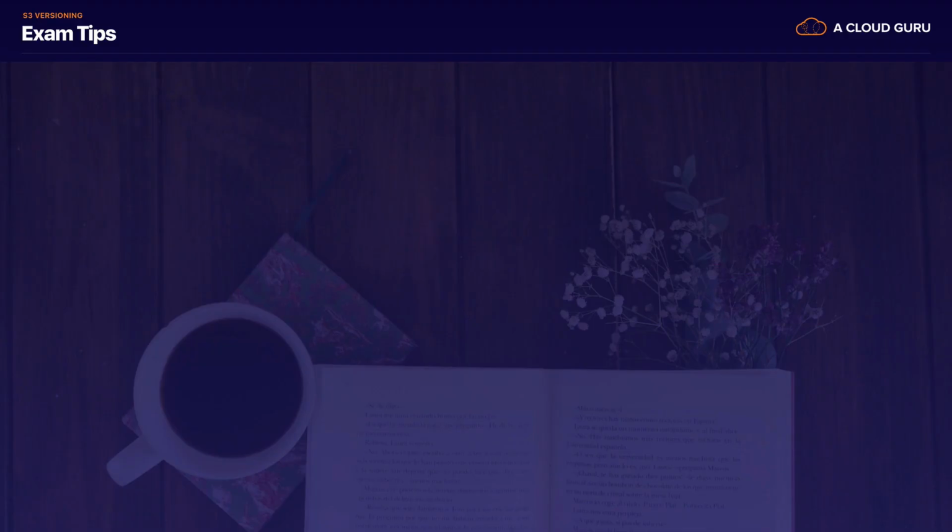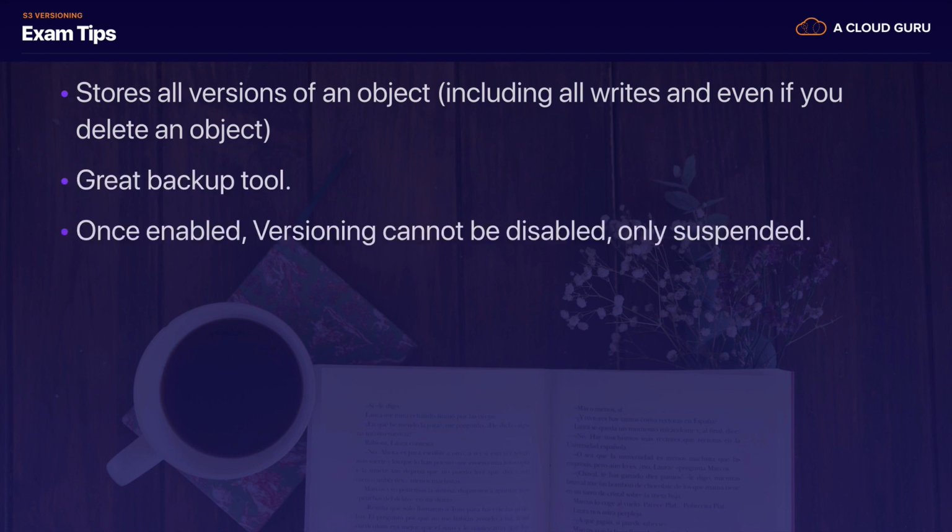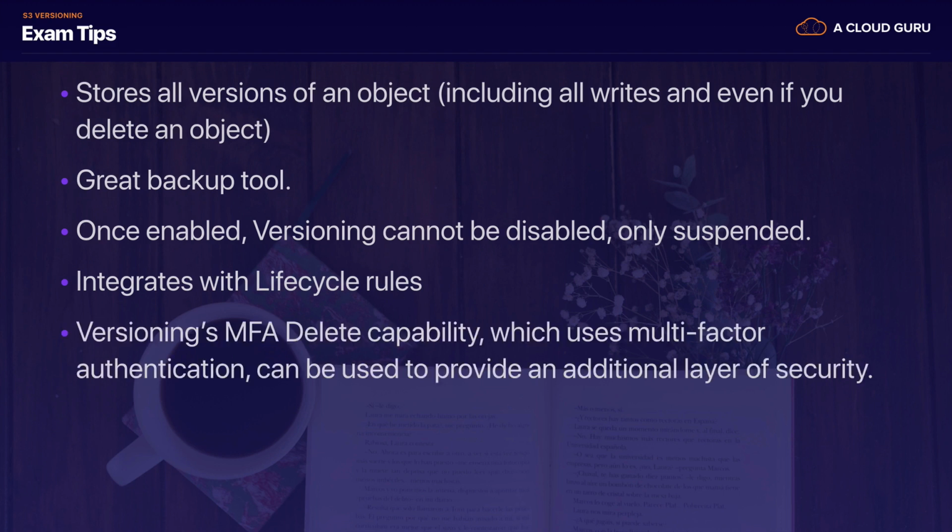So let's go to my exam tips. So what are my exam tips? Well, just remember that versioning stores all versions of an object, including any writes, and even if you delete an object, it's going to place a delete marker over that object, but the versions that existed before it will still exist. It's a fantastic backup tool, and once enabled, versioning cannot be disabled, it can only be suspended. It integrates with lifecycle rules, which we're going to look at in the very next lecture, and this is the most important for the exam.